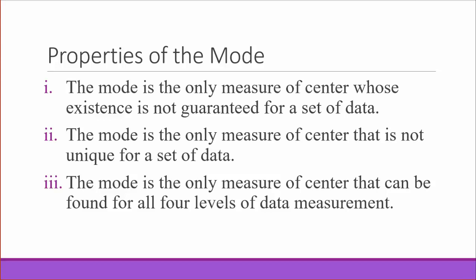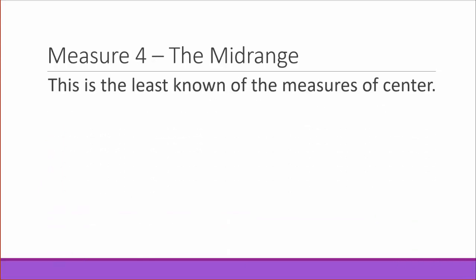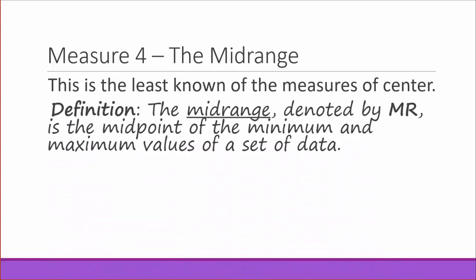So the mean, median, and mode are all quite common. Let's take a look at a measure of center that you maybe haven't seen before, called the mid-range. This is the least known of all the measures of center. So let's go ahead and define it here. The mid-range, denoted by MR, is the midpoint of the minimum and maximum values in a set of data. So in other words, to have a minimum and maximum, the data has to be numerical. So it has to be either interval level or ratio level data.